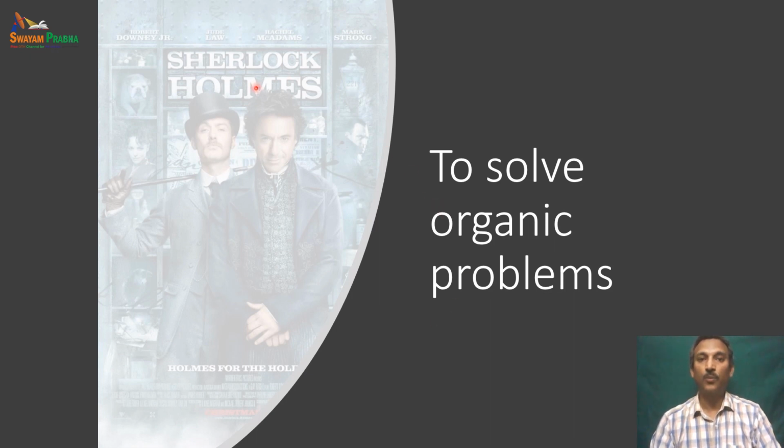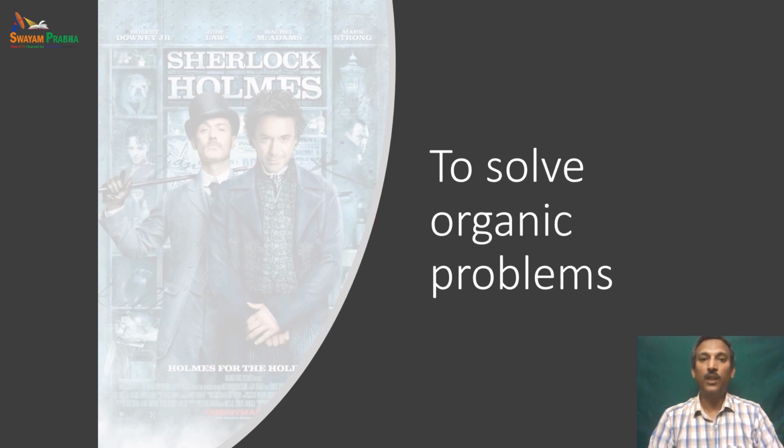Now, here I put the most important one. So to solve organic chemistry problems, you have to be like a Sherlock Holmes. So what is the main rule Sherlock Holmes follows in solving his problems is, he will rule out all the impossible ways or paths. But improbable can happen. That is how he says.